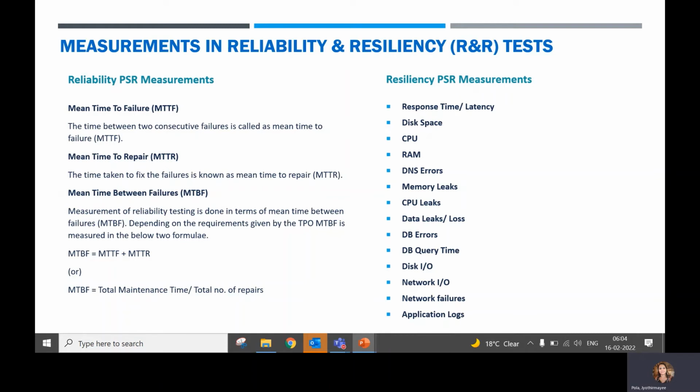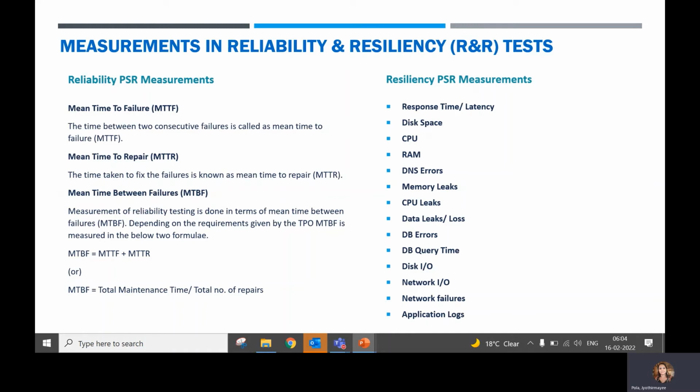If you don't have that and you need to measure on a live system or a production system or bring it back to the PSR environment, either way, if there is no defined requirement for it, then during the entire total maintenance time, you need to calculate how many repairs and failures have occurred, and you calculate the mean time between failures. Let me give you an example.